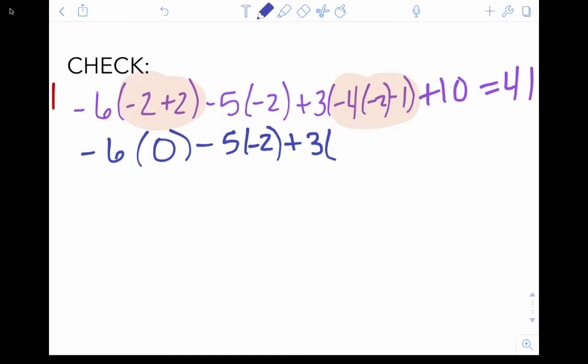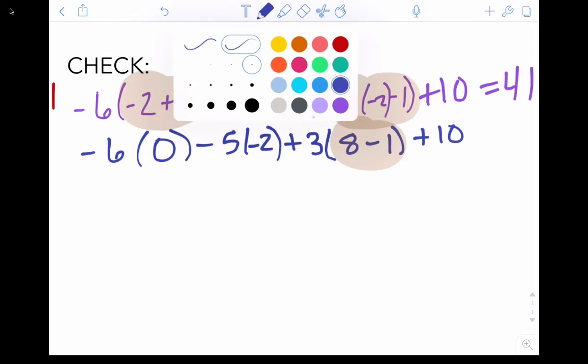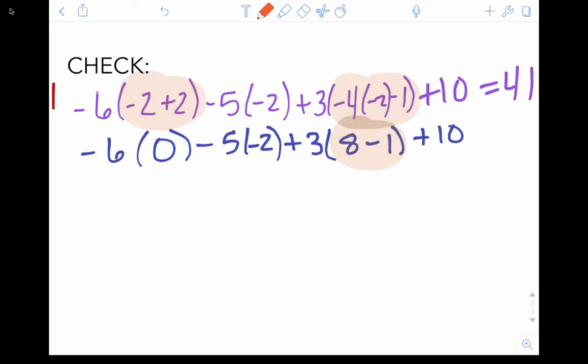And then here I have negative 4 times negative 2 minus 1. I need to do the multiplication before I do the subtraction because I'm still following order of operations. So negative 4 times negative 2 is positive 8, and I still have minus 1. And so now I'm still working inside of that parenthesis. And so I'm just copying everything else down. 8 minus 1 is 7. And I'm going to continue copying down.